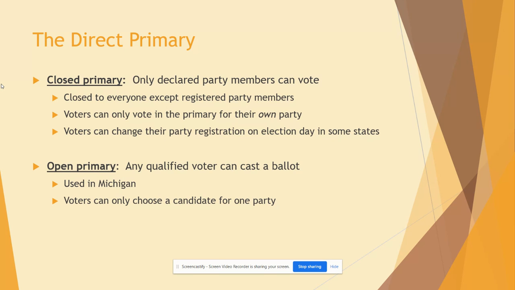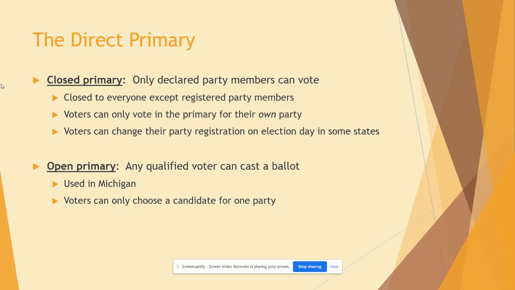So there are two main types of primaries. We've got a closed primary and an open primary. Michigan uses the open primary system. In a closed primary, only registered official party members can participate. So if you live in a state with a closed primary system, you have to be an official registered member of a party in order to participate. That means that if you want to participate in the Democratic primary, you have to be an official registered Democrat. It's closed to everybody else who's not a party member.